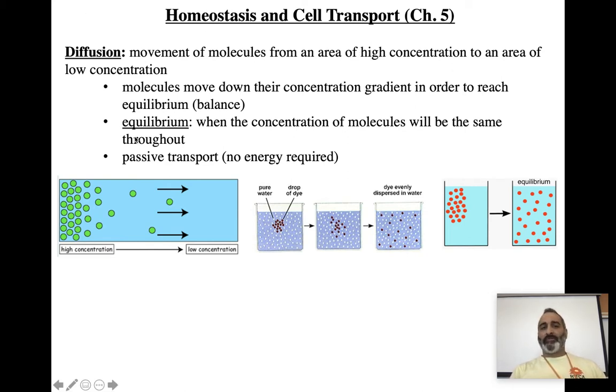Homeostasis also means this word equilibrium. So homeostasis is a balanced environment. Okay, so let's first begin, and then we're going to discuss how homeostasis comes into play. Diffusion, here's the first term. Things diffuse in nature. What does that mean?